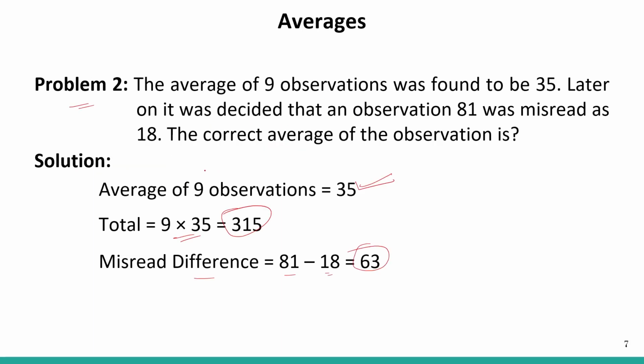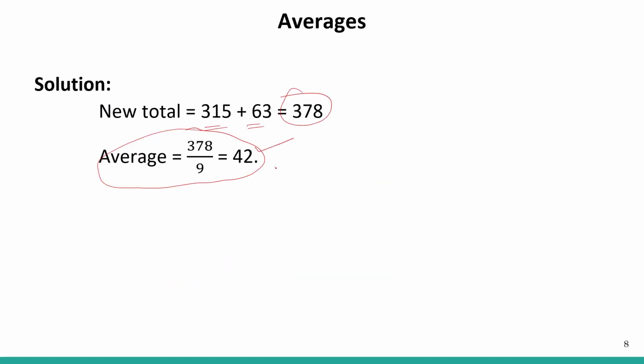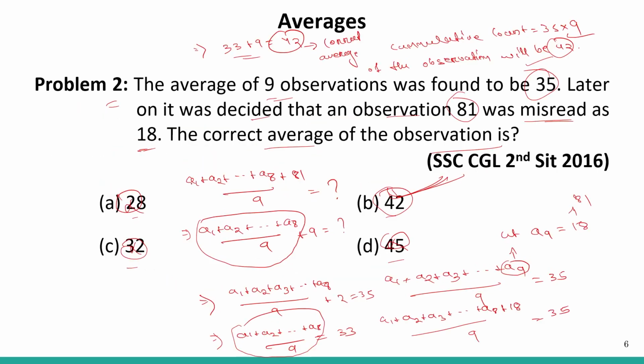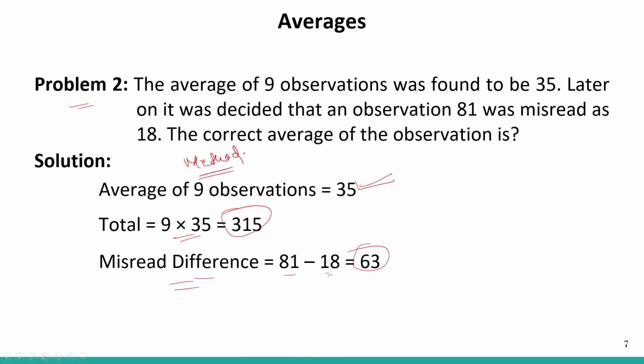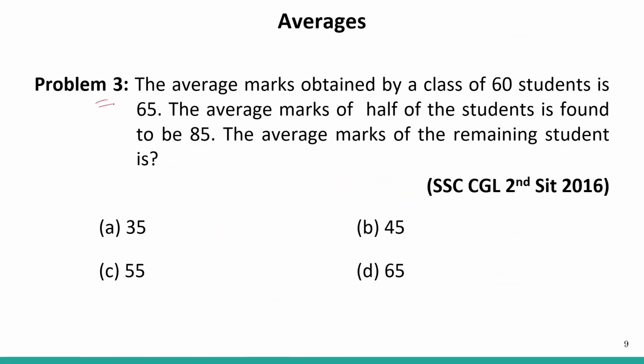So this is done by method 2. We can find out the same using the cumulative count and using the misread difference. This is how we can get the answer with method 2. This is what we have done in method 1. This is a very fundamental method. So you can use this one or that one, it depends. Let's go forward with problem number 3.